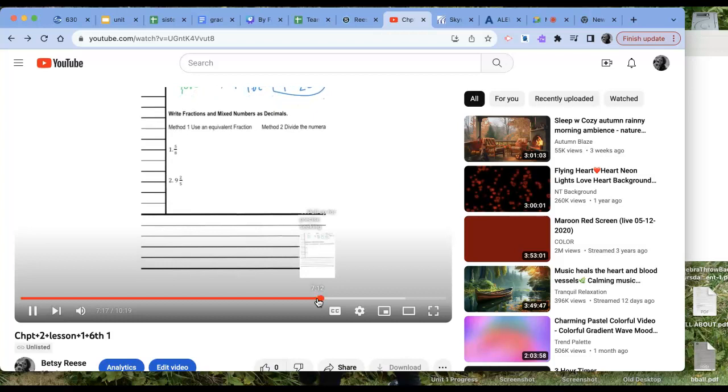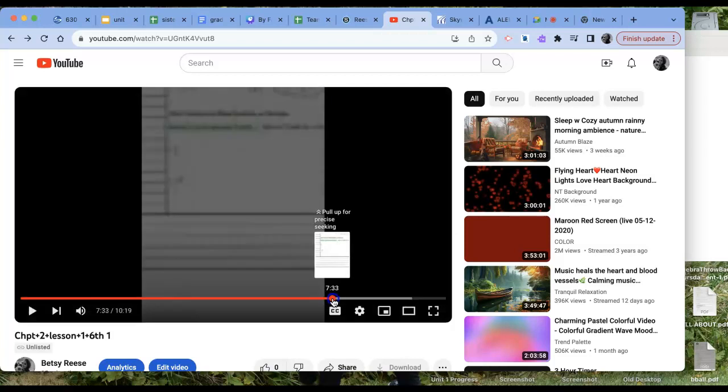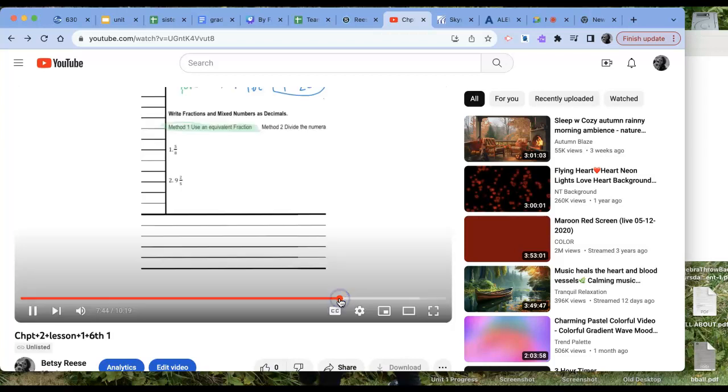All right, going down to the bottom, now we're going to write fractions and mixed numbers as decimals, and we're going to use 2 different methods to do this. So first method is to use an equivalent fraction. Just going to jump ahead a little bit. All right, so to use an equivalent fraction, you have to get a base number that is a multiple of 10. So 8 times 125 will give us 1,000, and then 5 times 125 will give us 625.